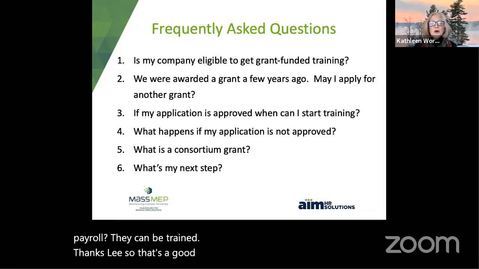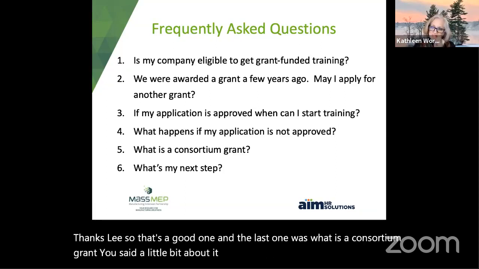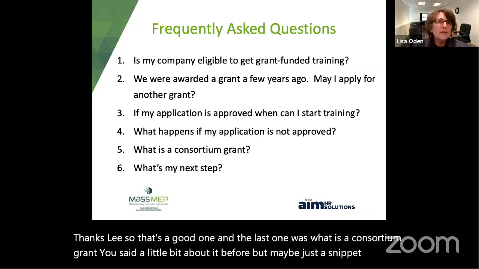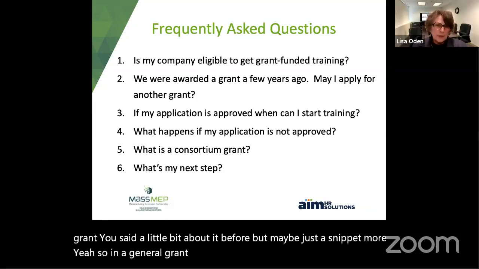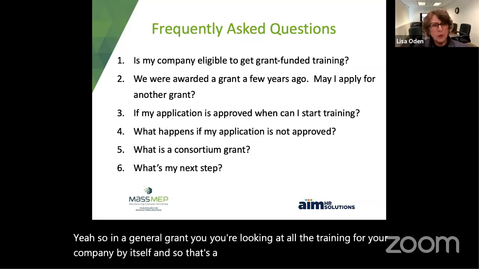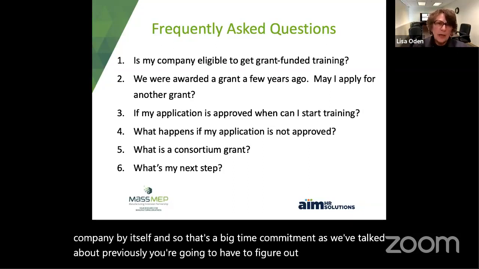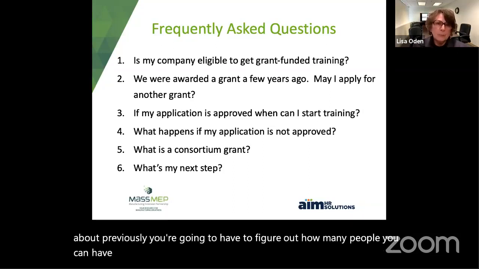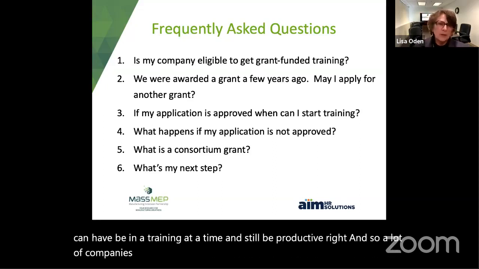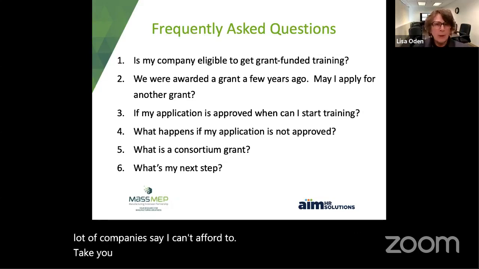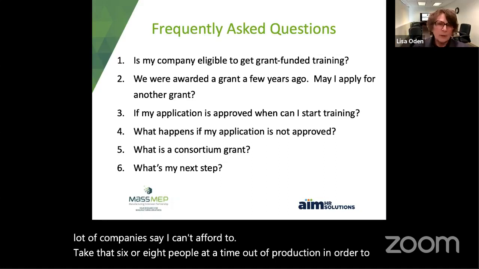And the last one was, what is a consortium grant? You said a little bit about it before, but maybe just a snippet more. In a general grant, you're looking at all the training for your company by itself, and that's a big time commitment, as we've talked about previously. You have to figure out how many people you can have in a training at a time and still be productive. A lot of companies say, I can't afford to take 6 or 8 people at a time out of production to do this training, but I still want to get my people trained.